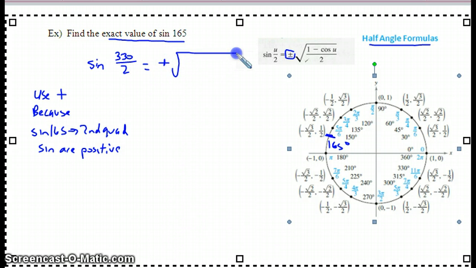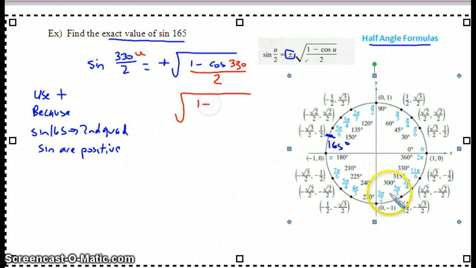And then I put in the square root of 1 minus the cosine of my angle. Notice the way that I set this up is it was 330 divided by 2. So my u, which is right here, is really the 330 degrees. I'm sorry, I said 360, I meant to say 330. So it's going to be the square root of 1 minus the cosine of 330 over 2. All I really need to do is deal with this side. The cosine of 330 degrees is square root of 3 over 2. Then I have to divide all of that by 2.